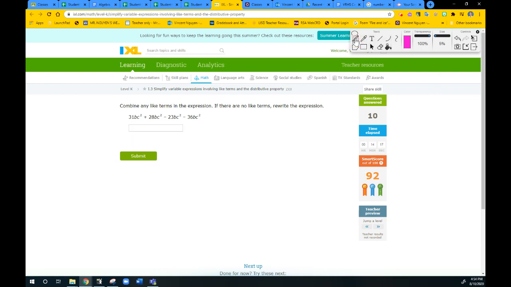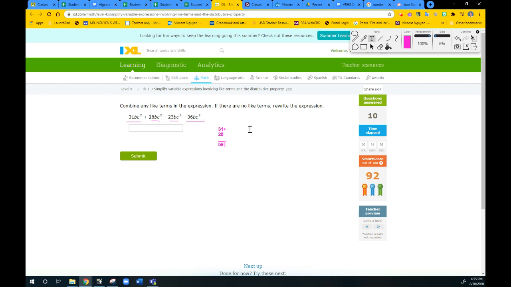Okay, let's talk about this one. So 31 bc squared. That means if we're combining like terms, all of the other terms have to have bc squared. This has bc squared, yes. This has bc squared, yes. This has bc squared, yes. So all we have to do now is combine the numbers, right? So 31 plus 28. What is 31 plus 28? Well, that is going to equal 59.